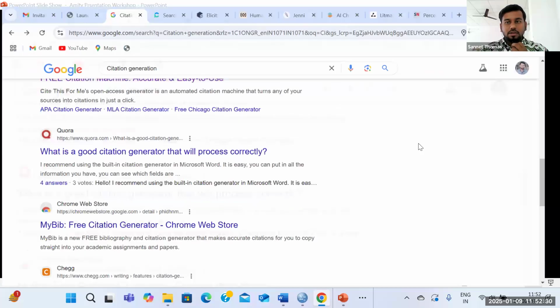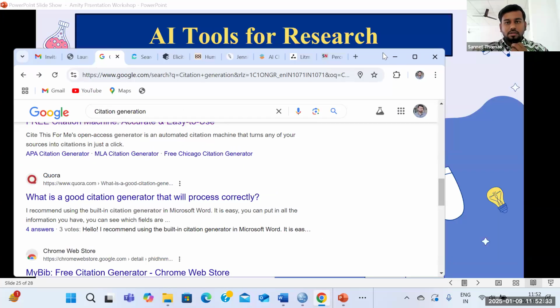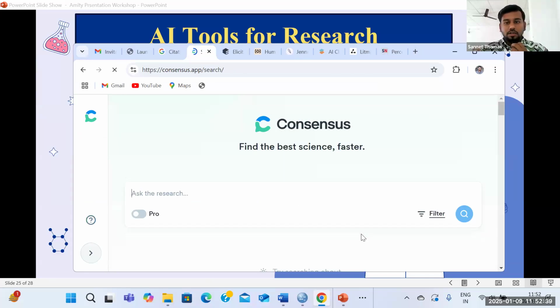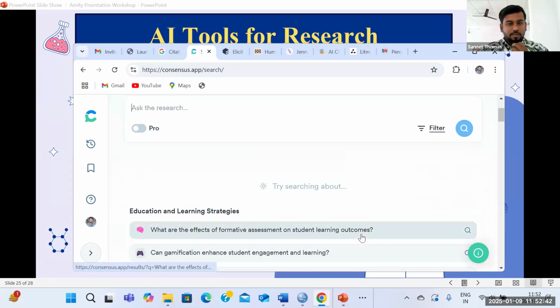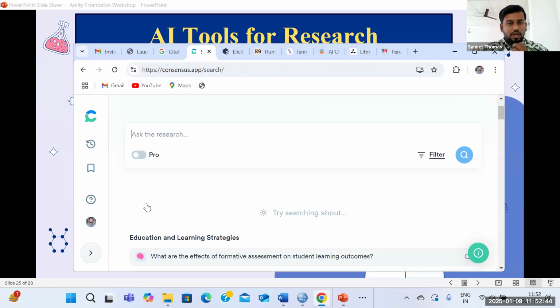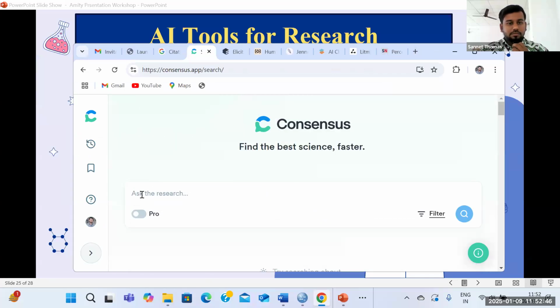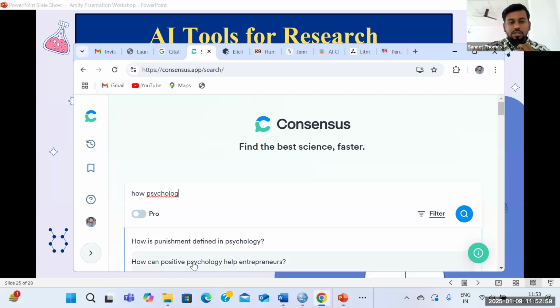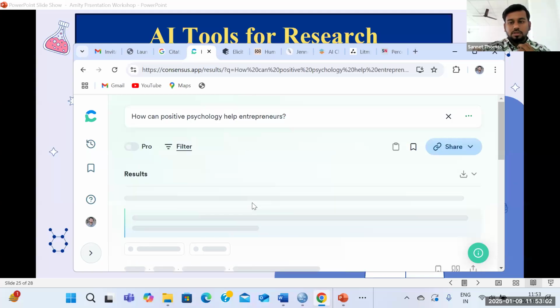I hope you can see the screen. Okay, Consensus is a tool. It is basically for idea generation. Say, for example, if you have an idea: how can positive psychology help entrepreneurs? This is our question.